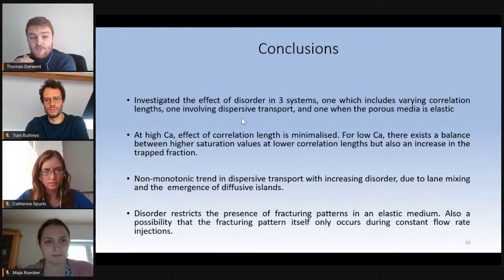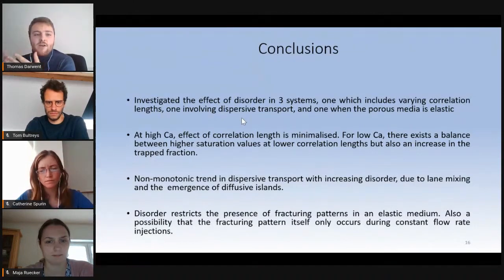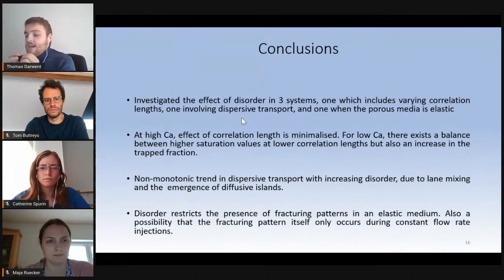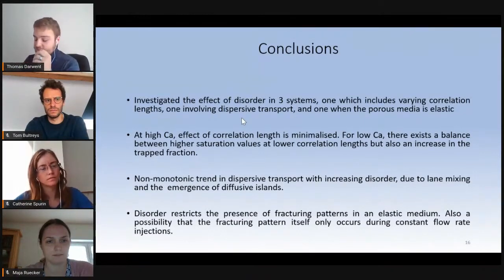And then finally, we've looked at an elastic system, and you find that if you allow the pillars to bend, you create a fracturing pattern, but this is restricted when you add disorder into the system. And what we're also now looking at is, as I say, constant flow rate versus constant pressure. There seems to be a difference, and we're investigating this.